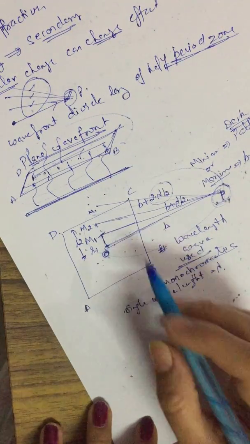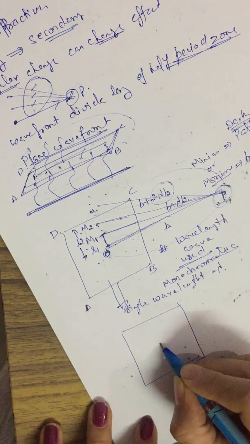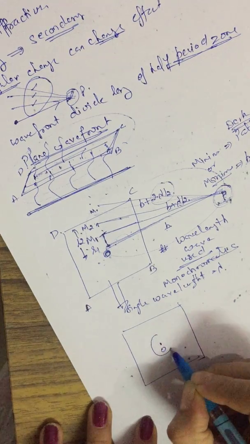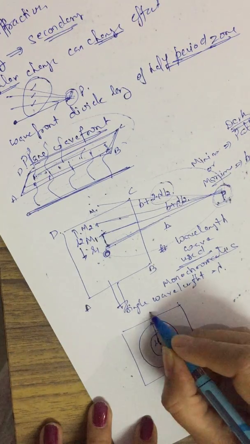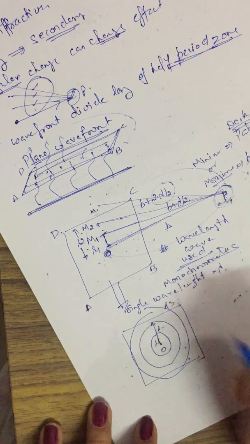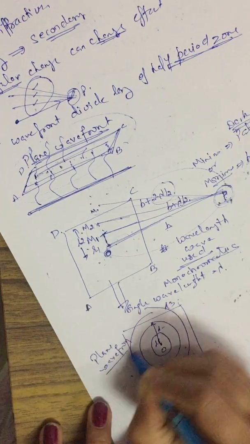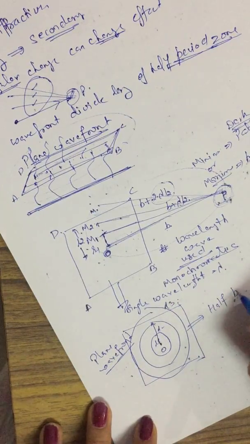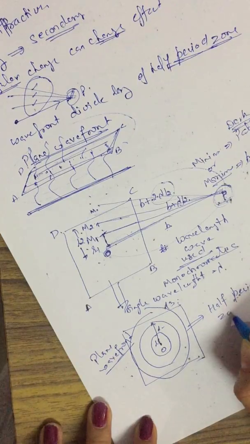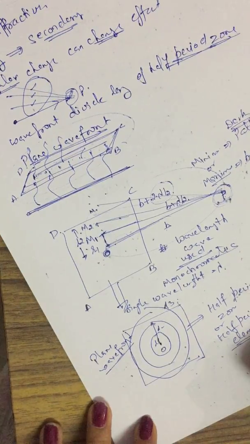If we draw circles with the center O, radius R1, radius R2, radius R3 on this plane wavefront, this is known as a half period zone or half period element.